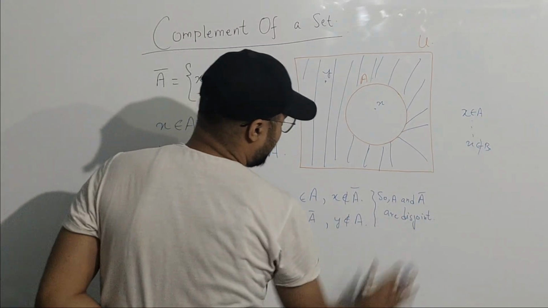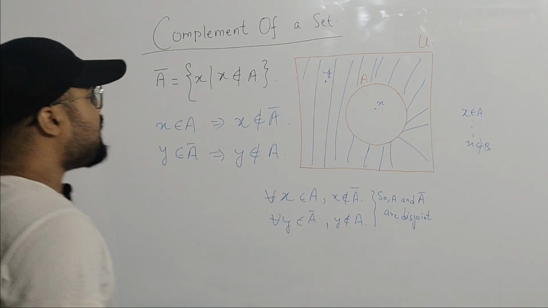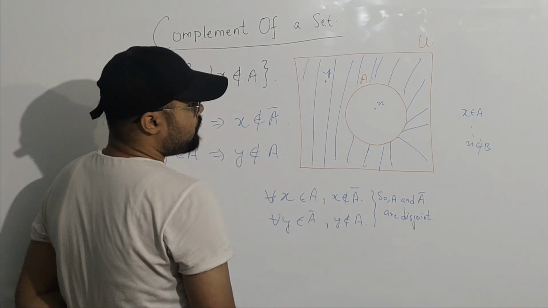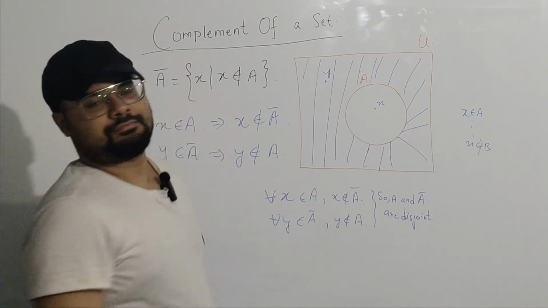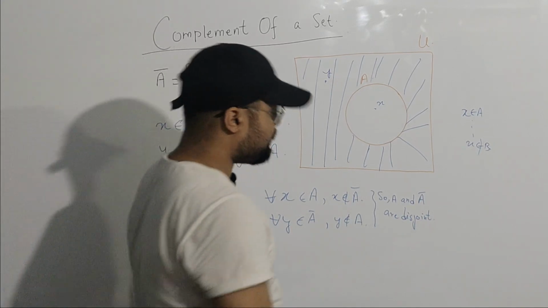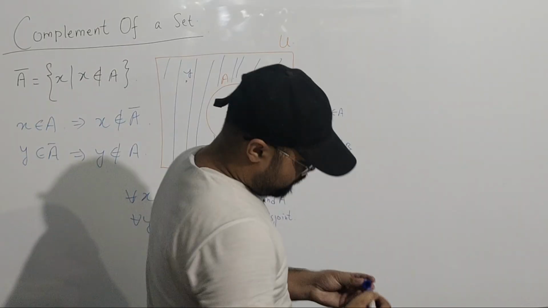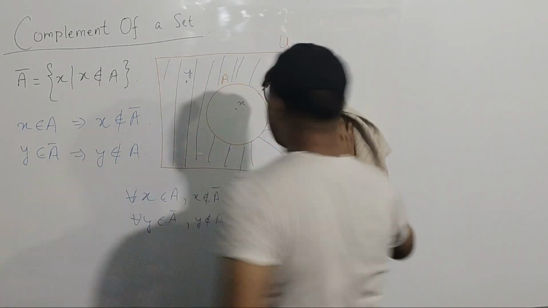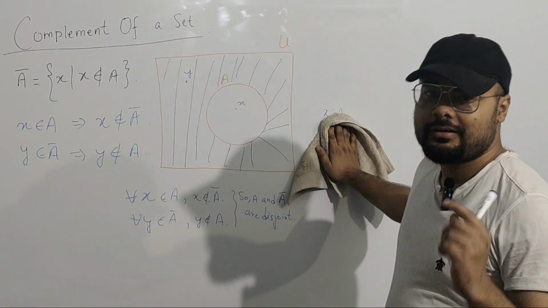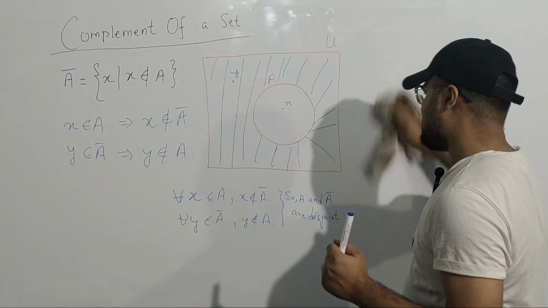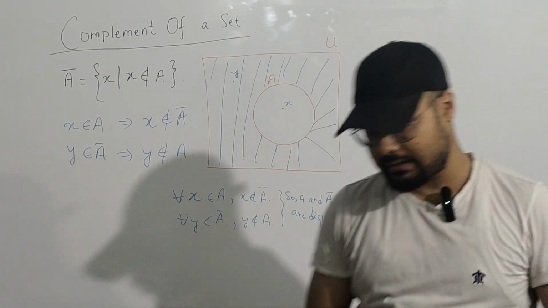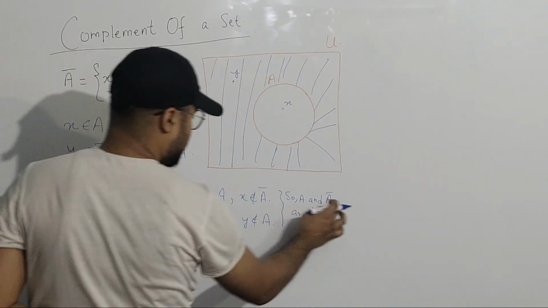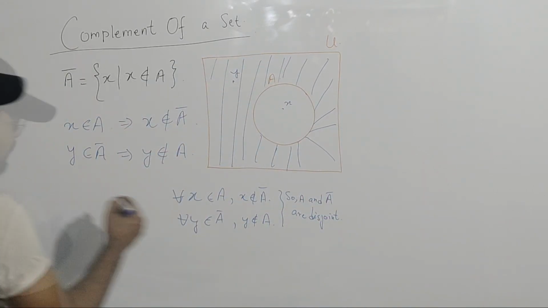So A and A complement are disjoint, and they are disjoint in a manner that they are a partition. This is a new term, partition. What is a partition? A partition of the universal set. So a set and its complement partition the universal set. A and A complement are disjoint.